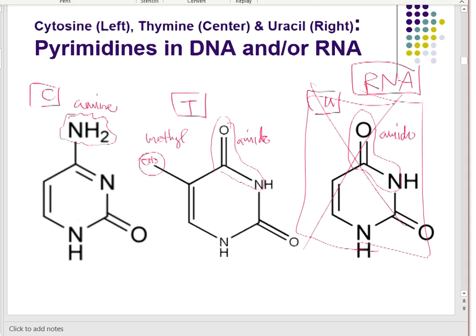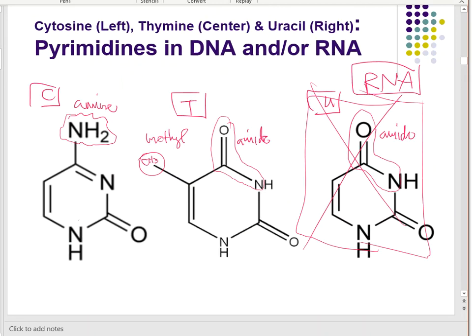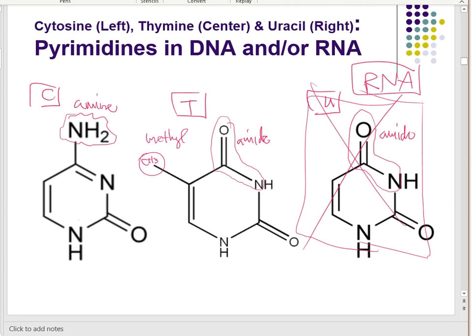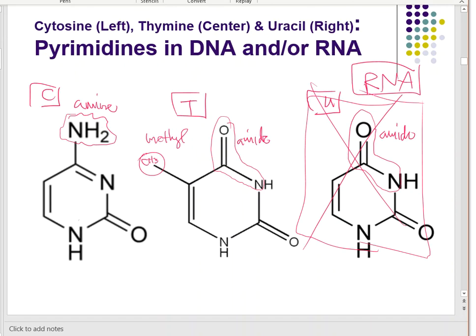So these four, that's it. The two to the left on the pyrimidine side, and here are your two purines. They're all rings. They're all bases, which are nitrogen-based, and they all play off of the amine and amide functional group. And this is what gives us a different genetic code. It's kind of crazy when you really stop and think about it.